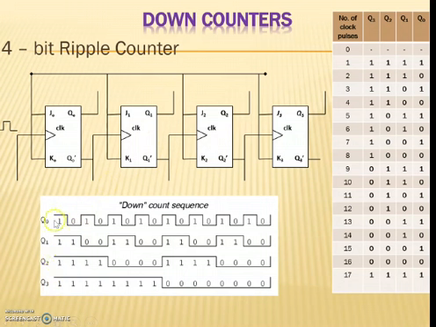So here Q1 responds to the positive edge of the external clock pulse, Q2 responds to the positive edge of Q1, and Q3 responds to the positive edge of Q2. So this arrangement gives a down counter, right? Here the counter goes from 1 1 1 1 down to 0 0 0 0 and back to 1 1 1 1.